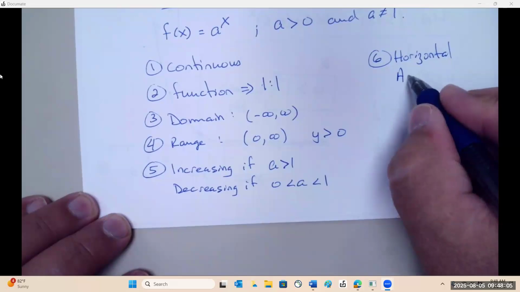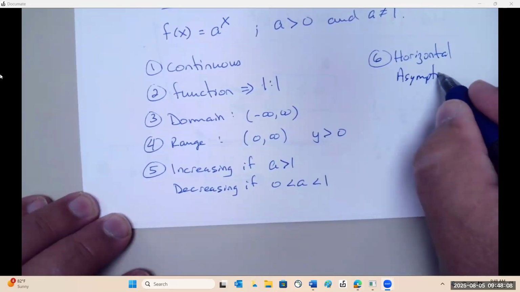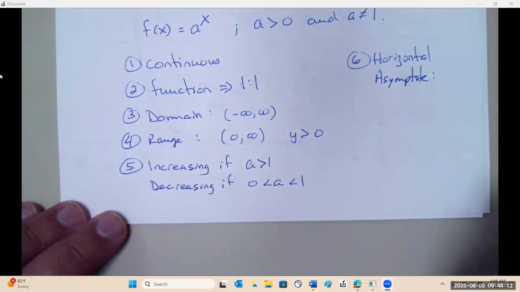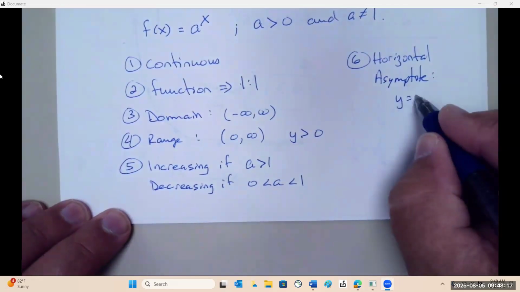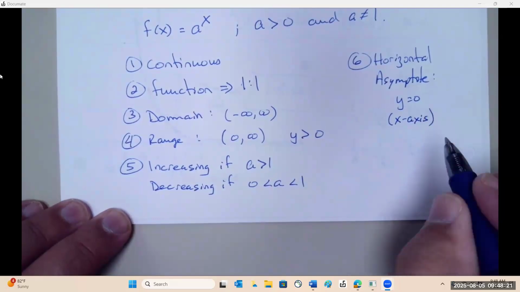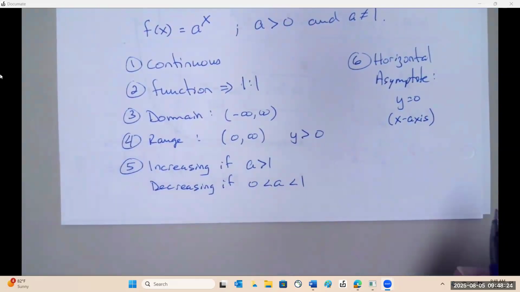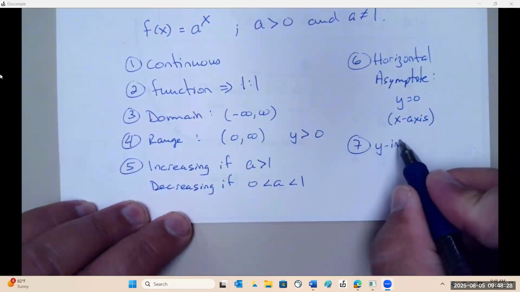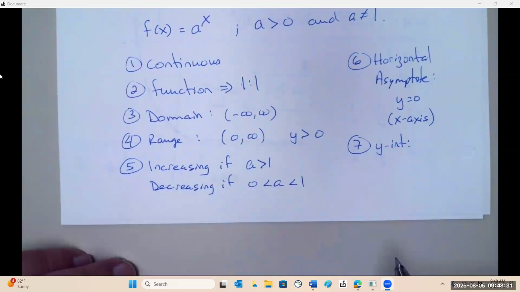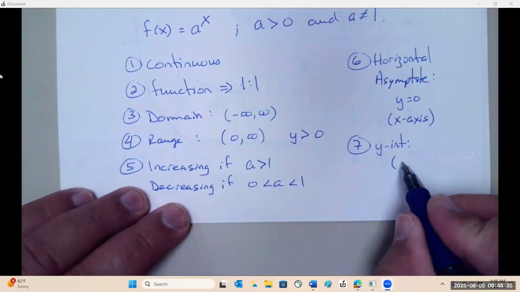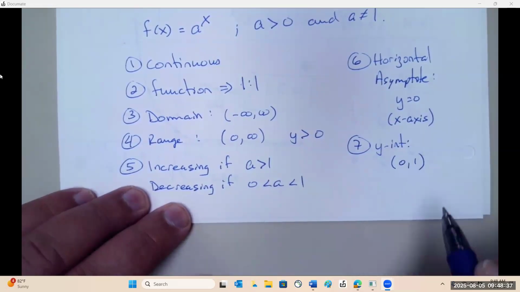Does it have a horizontal asymptote? Yes, the x-axis. Does it have a y-intercept? Always where? 0, 1.